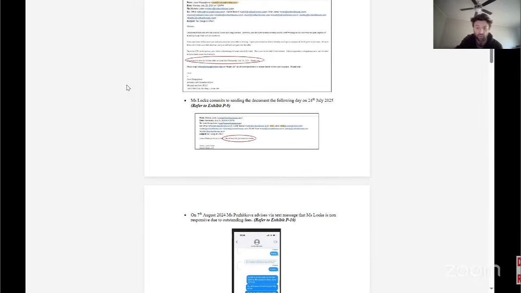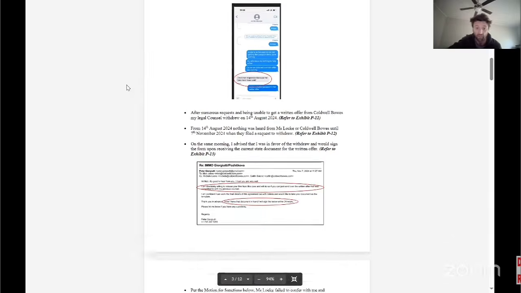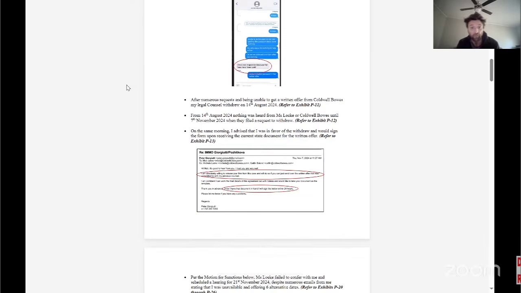but nonetheless, tomorrow. On the 7th of August, I was advised by Mrs. Project-Cover in text that Miss Locke is non-responsive due to outstanding fees. After numerous requests by my legal counsel to get a written offer from Caldwell Bowles, they withdrew on the 14th of August 2024, unable to get anything done with Caldwell Bowles. I have all the emails to show their attempts to get this done. From the 14th of August 2024, nothing has been heard from Miss Locke or Caldwell Bowles until the 7th of November when they filed a request to withdraw.